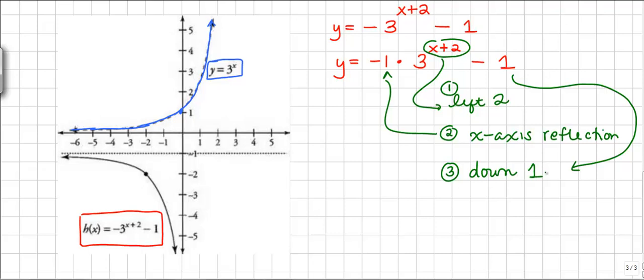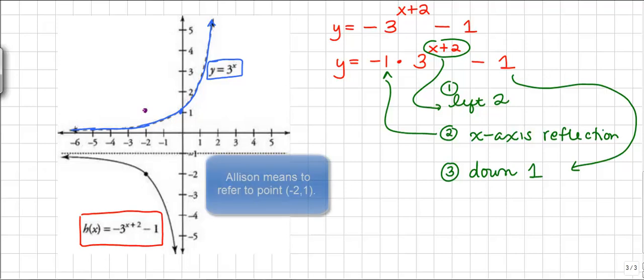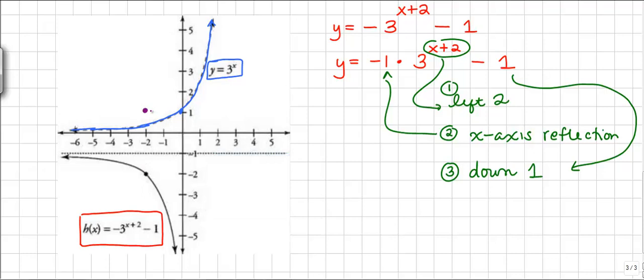Okay, so if I were to track this in a purple color, and I go left 2, then the point (0, 1) would be at (-2, 1). When I reflect across the x-axis, (-2, 1) becomes (-2, -1). And then when I shift down 1 unit, it's going to move that. So if I go down 1 unit, you land here. So we went here to here and finally to here.